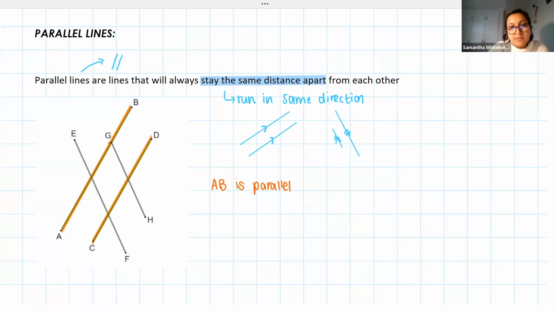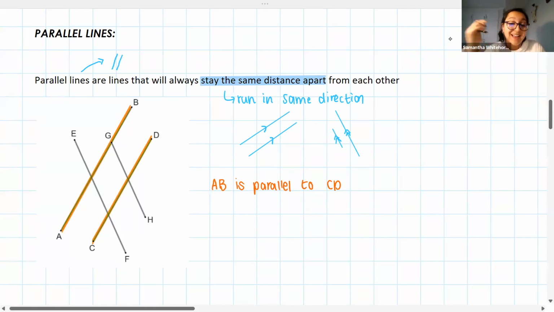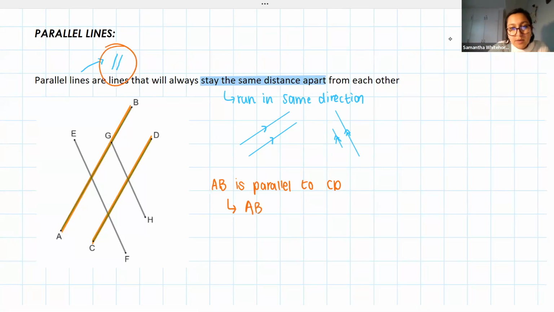to CD. Now that's quite a sentence to have to write out. And because, as I often say, mathematicians are lazy, and because maths is a language by itself, we can write this differently. Because we have the symbol for parallel lines, we would literally write AB is parallel to CD. That is how we would state that we have parallel lines.